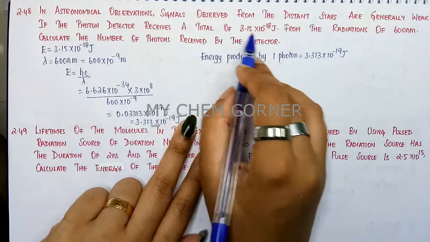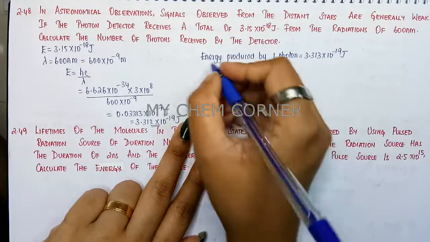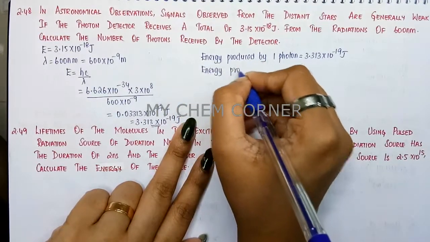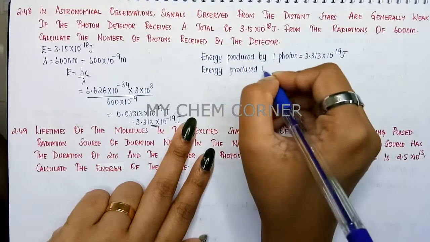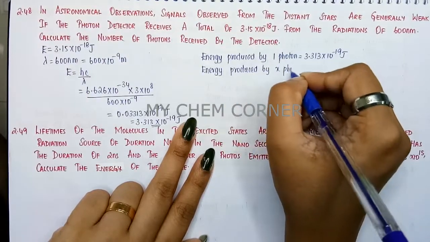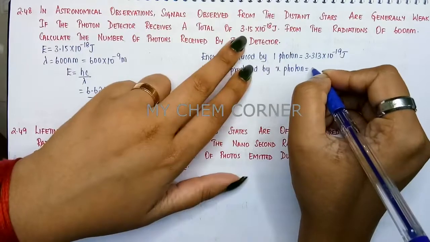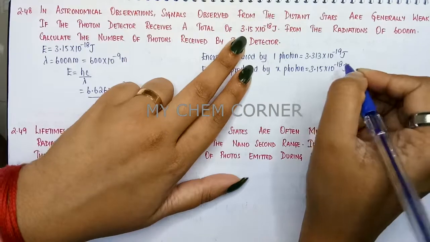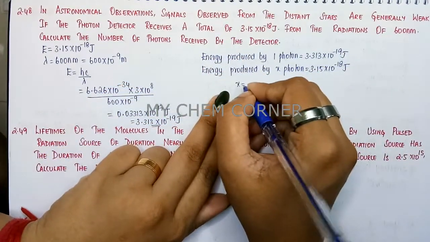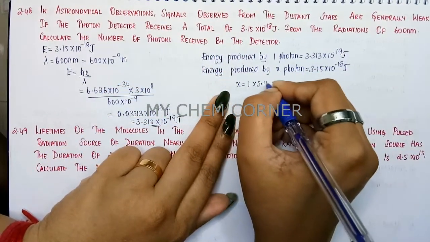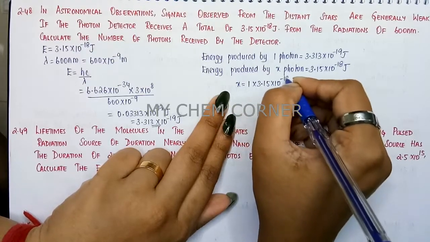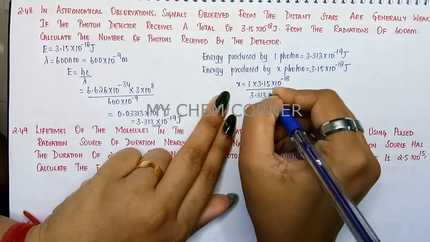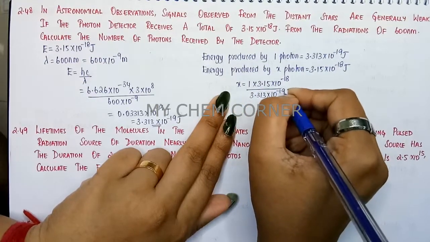Now, you need to find out how many photons can produce this much of energy. So here you can write unitary method, energy produced by x photon equals this much of energy, 3.15 into 10 raised to minus 18 joule. Cross multiply, x will be equal to 1 into 3.15 into 10 to the power minus 18 divided by this value, 3.313 into 10 to the power minus 19.